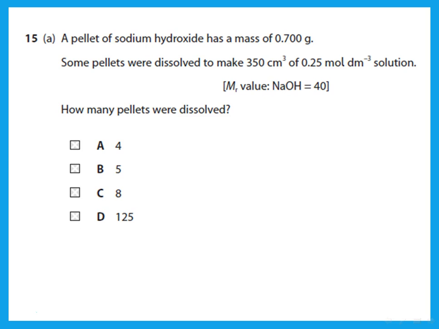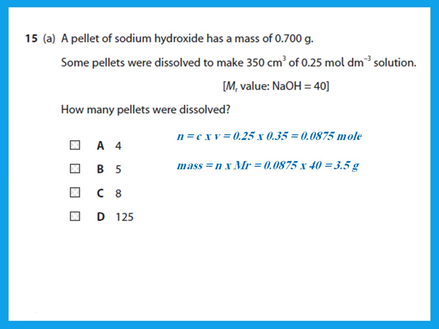I need to find out the number of moles first. So the number of moles is concentration times volume, again with the volume divided by 1,000. That gives me the number of moles. Then I need to change that into a mass. So the total mass that I need for that solution is number of moles times Mr, and he gives me the Mr. That means that I need 3.5 grams of the sodium hydroxide.